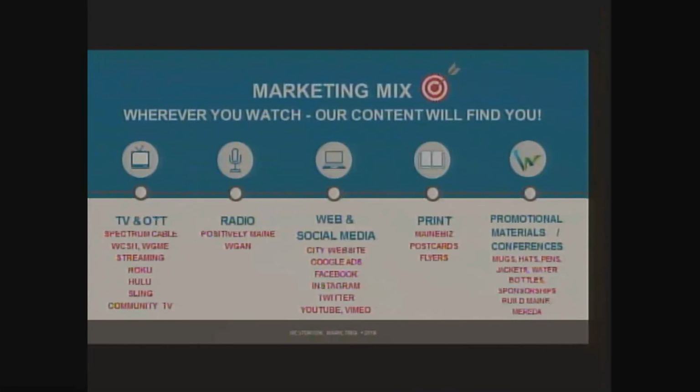So our marketing mix, wherever you're watching, our content will hopefully find you. It's pretty targeted with all the digital avenues that we can use. We can literally target where you're from, where you work, what your interests are. So that's helpful. Our main one is the TV. That's our biggest investment for advertising, and that's on Spectrum Cable. We did a short run on WCSH in December, and that got a lot of views.